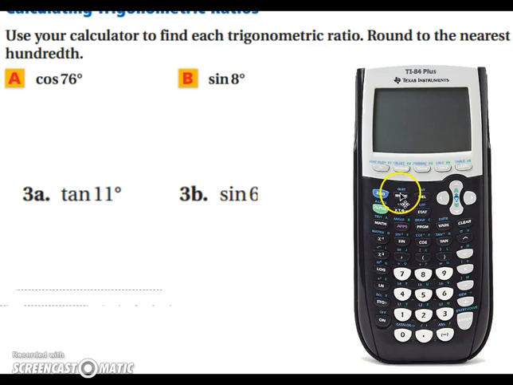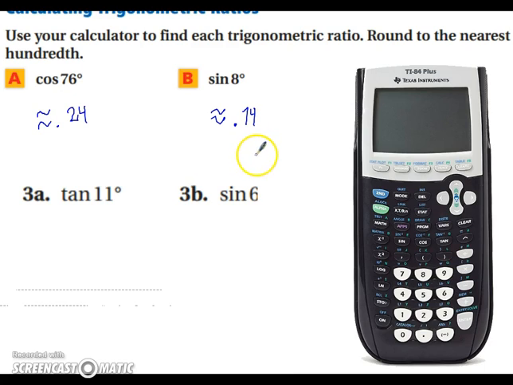Now that we're all in the correct mode, we can enter this into the calculator. So you'll see you have sine, cosine, and tangent. For this one, we want the cosine of 76. So you type in cos and then 76. And when you do so, you end up with something that is about 0.24. You can do the same thing with sine of 8 degrees. So you would hit sine and then 8 and enter. So the sine of 8 degrees is about 0.14.